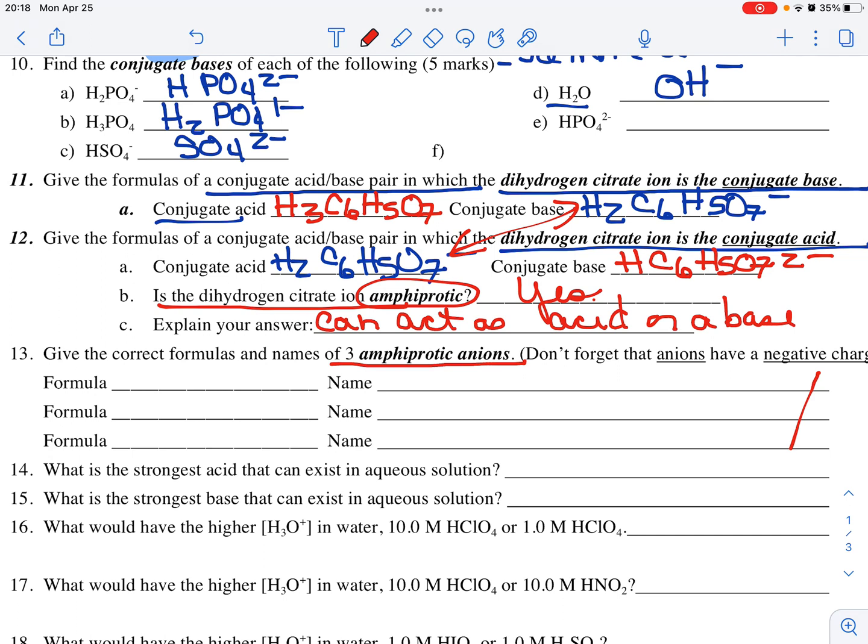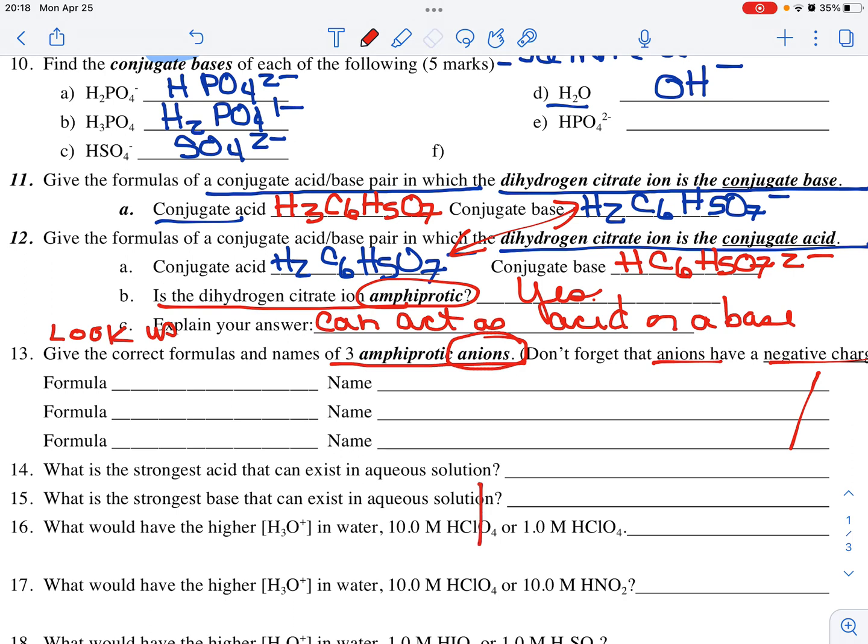For this one, I'd like you to write 3 amphiprotic anions. Anions have a negative charge. You may look these up if you want to. Go ahead and name them. Do I have 3 on here? I feel like I had 4 on there. Oh well.